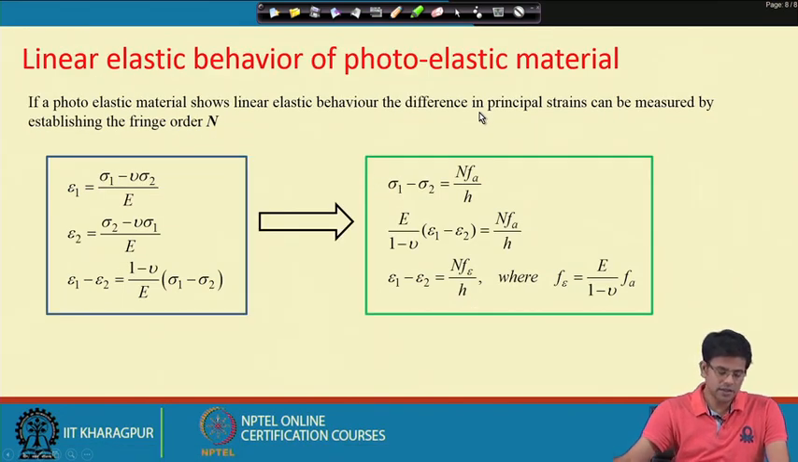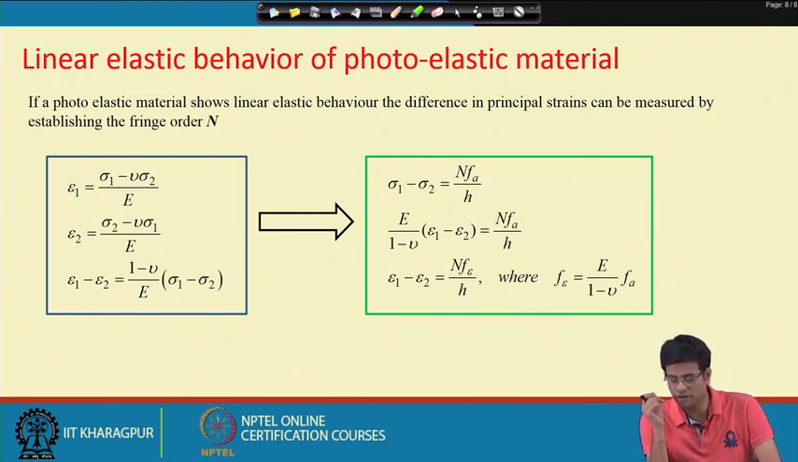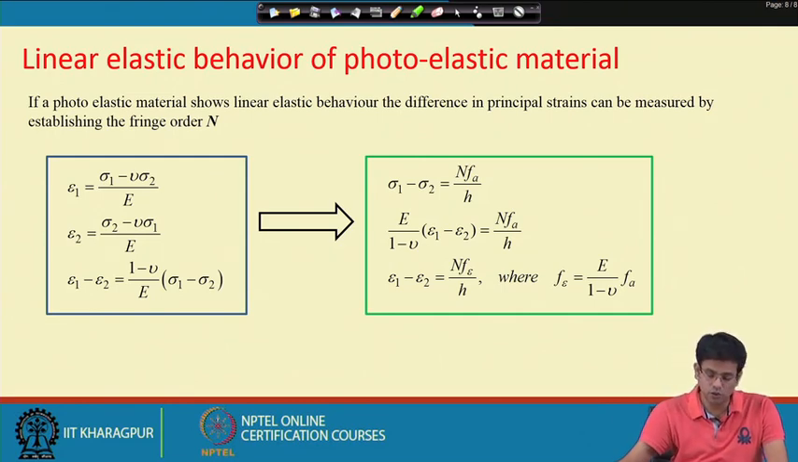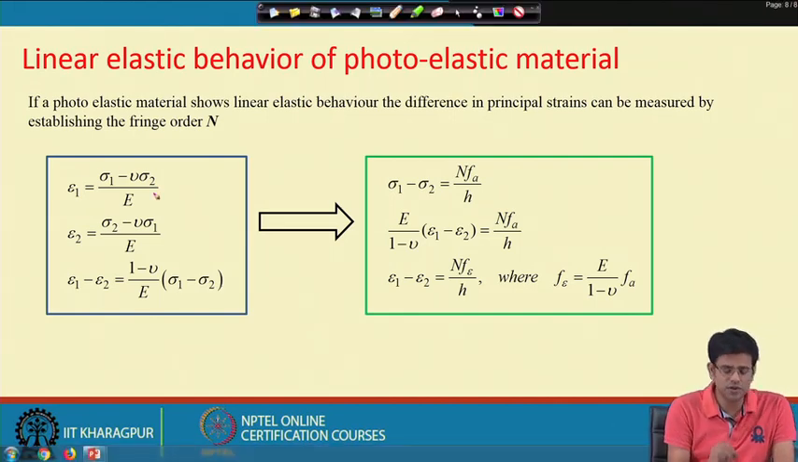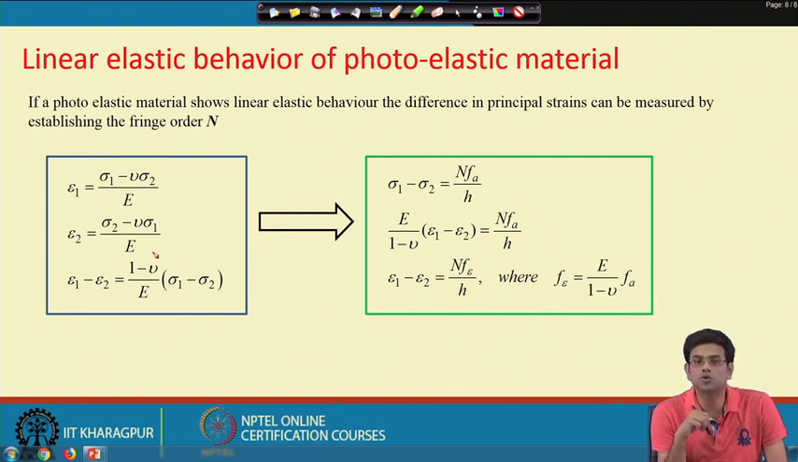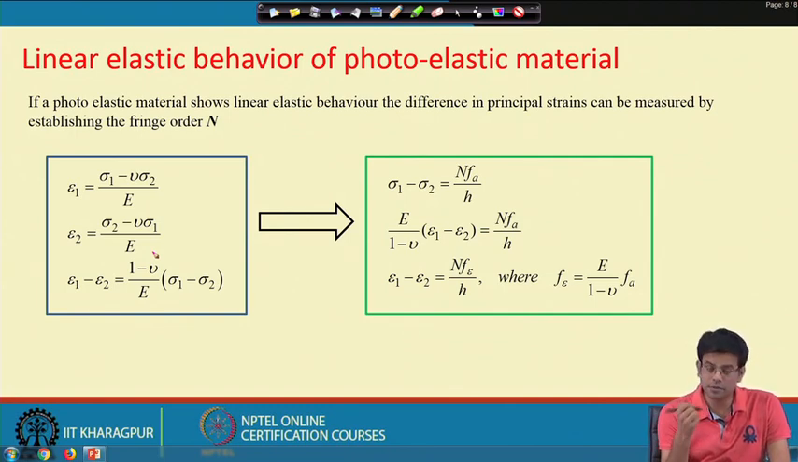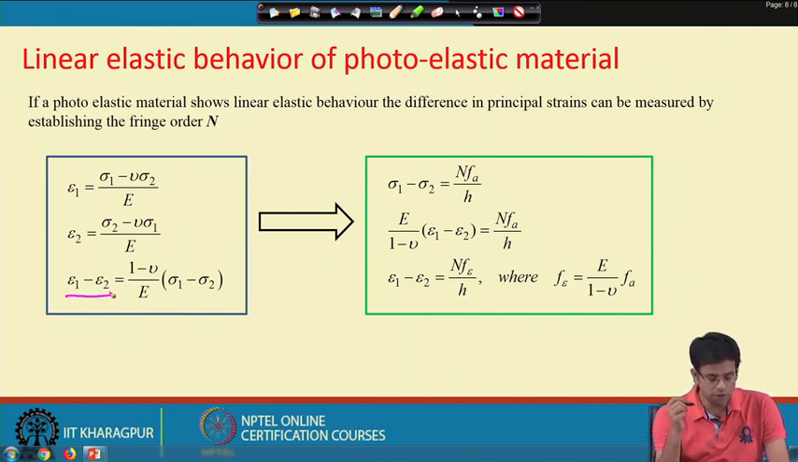So, this is it. If a photoelastic material shows linear elastic behavior, then the difference of principal strain can also be measured. We know from the basic elasticity relations the stress-strain relations, so these can be expressed in terms of this. Here epsilon 1 and epsilon 2 are the principal strains, which are related with the principal stresses sigma 1 and sigma 2. So the difference in principal strains epsilon 1 and epsilon 2 can be expressed in terms of the difference in principal stresses.